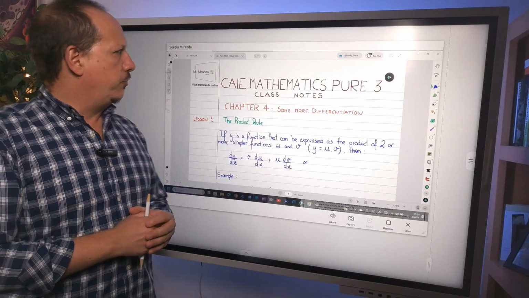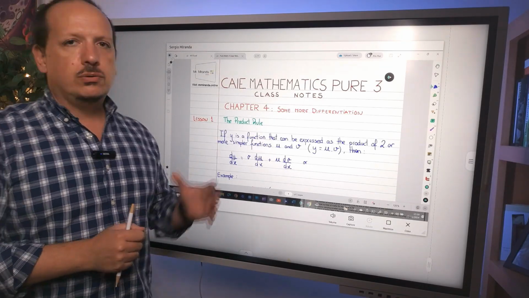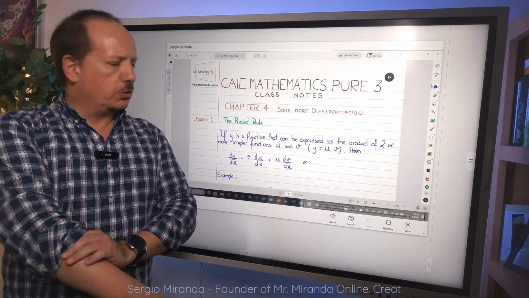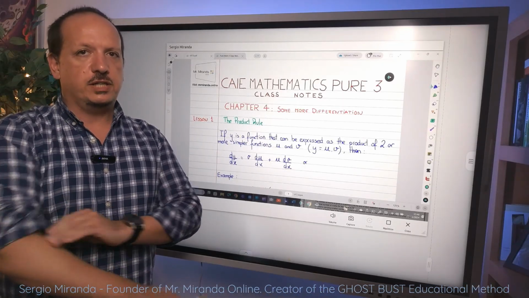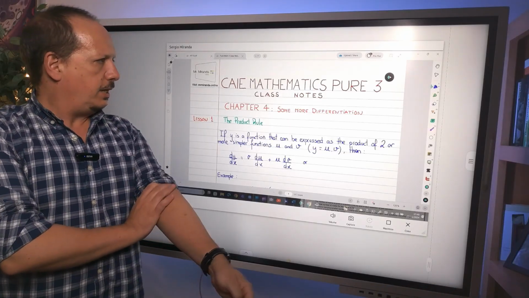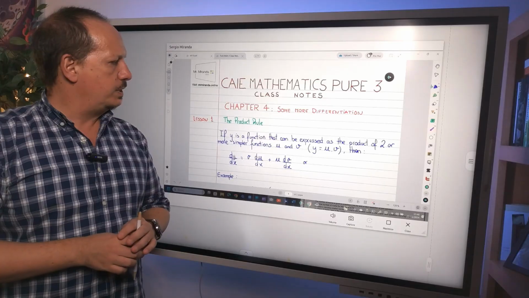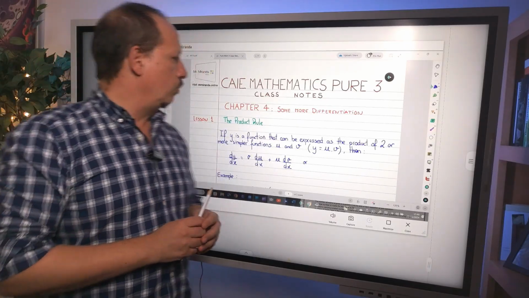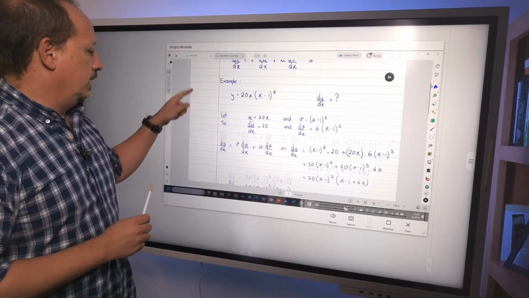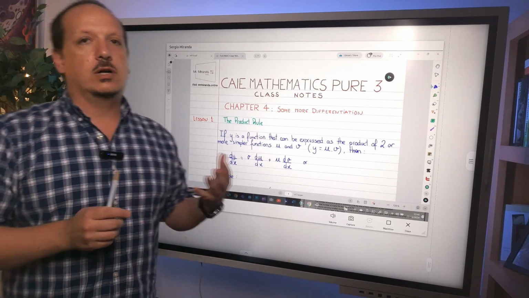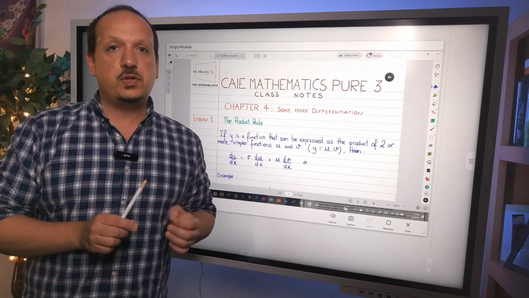Let's go now to chapter 4. You are going to learn here a few more tricks about differentiation. You are now going to be able to differentiate more things than what you already know. And in our first lesson, we are going to focus on two rules, the product rule and the quotient rule. This will allow you to differentiate functions that are more complex but can be broken down into simpler functions.